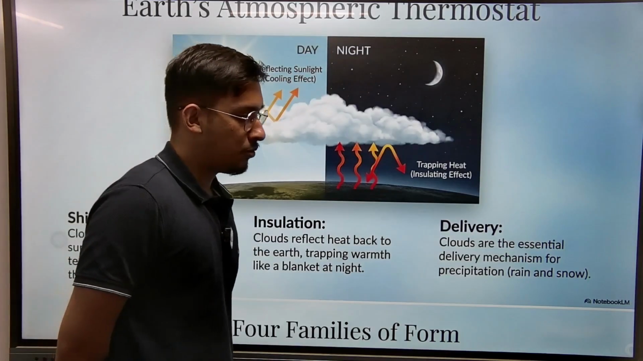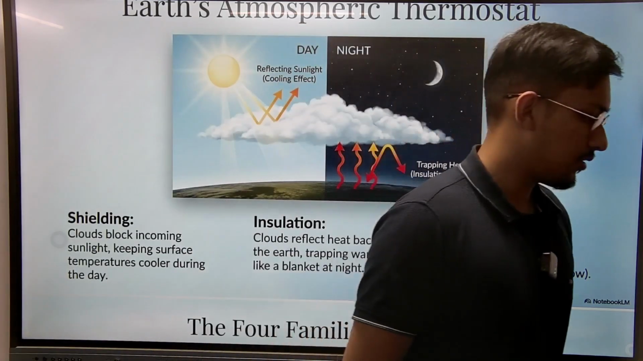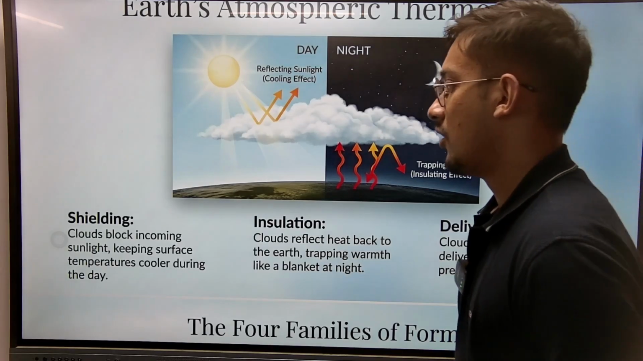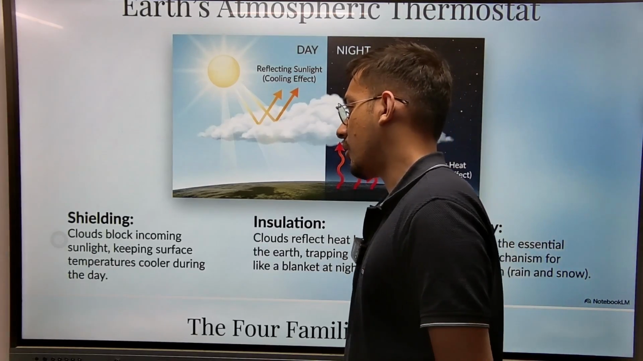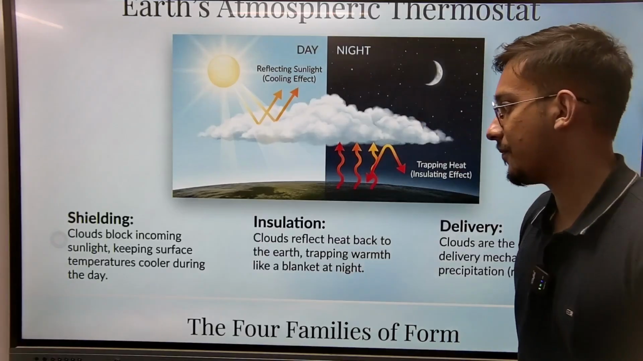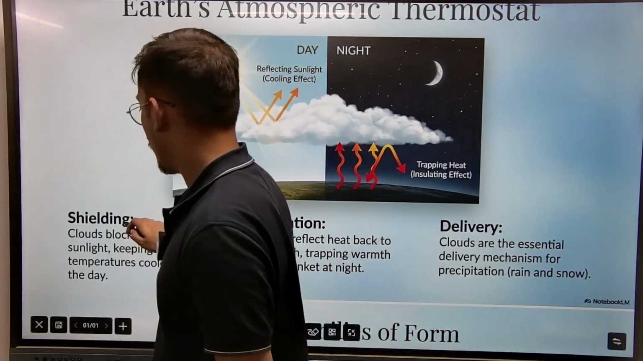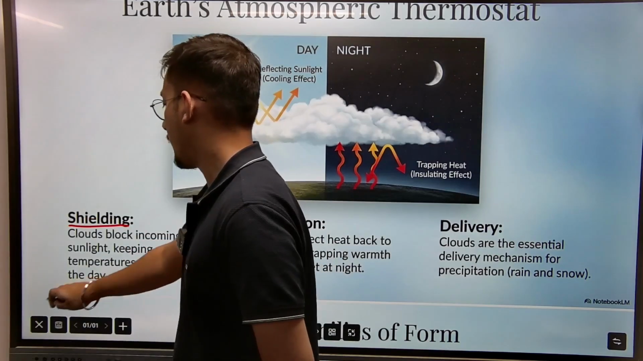Now we come on to a few important terms, such as shielding, insulation, and delivery. What is shielding? Shielding is basically the blockage of incoming sunlight. It keeps the temperature cooler during the day. So shielding takes place during the day.